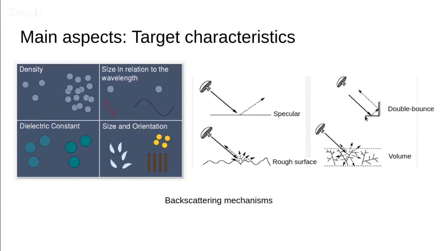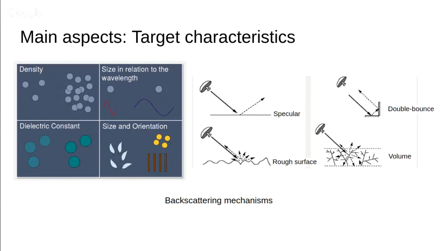If you have a target which has two surfaces to it, the transmitted signal may bounce two times off the two surfaces and come right back, and much of it will come right back. So this might look quite bright in the image. That's double bounce. If you have a very rough surface, of course, the signal will scatter in all directions. Only a small part of that will reach back to the sensor, and that is rough surface backscattering.